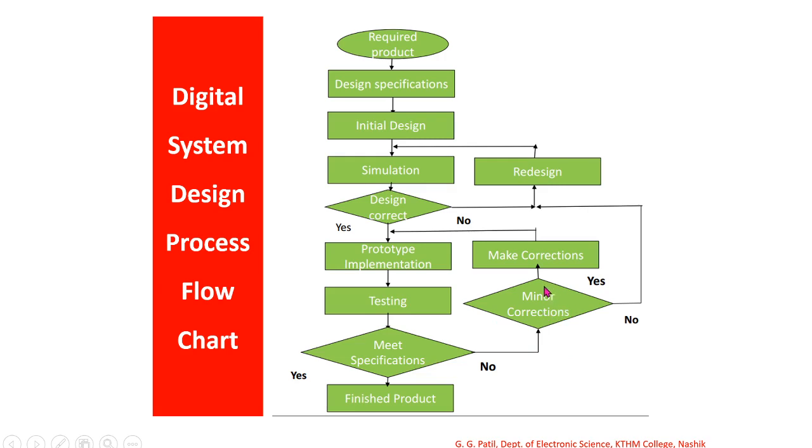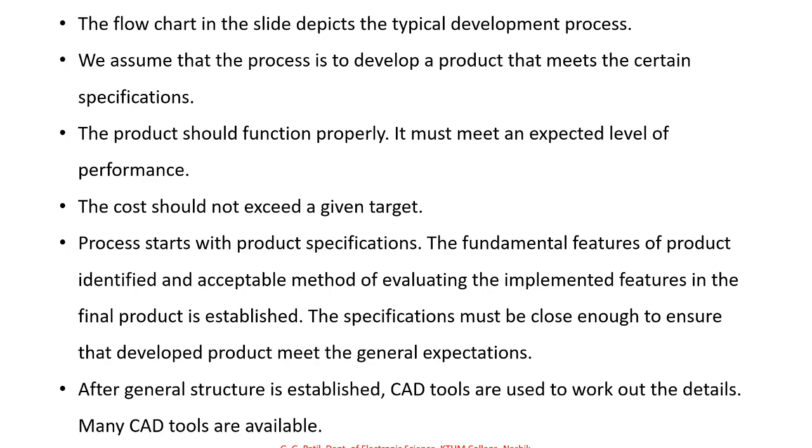If the error is minor, make the correction in the prototype, implement the prototype again, test it and check again for the specifications. If the error is major, we'll have to go for redesign, simulate it again and follow all these steps. This is the flow to be followed while designing the digital system. The explanation of the flowchart is given in the next slide.